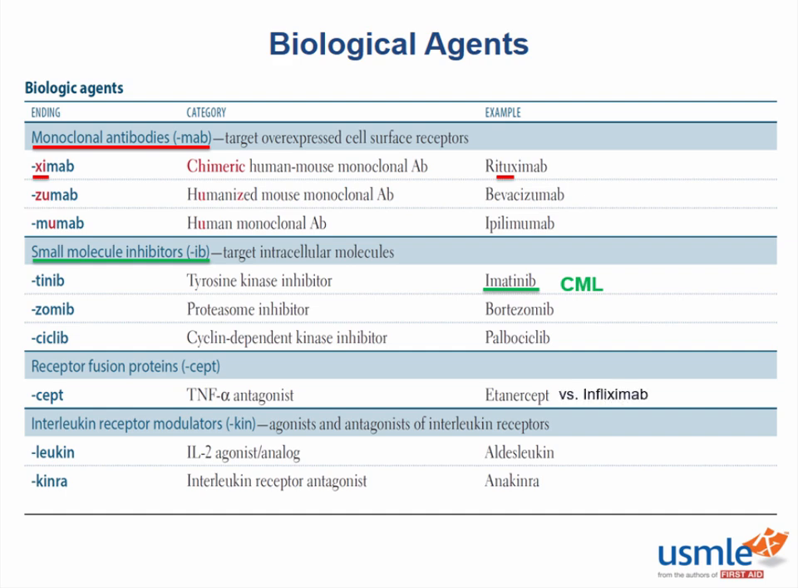What's the difference between etanercept and infliximab? They are both TNF-alpha inhibitors, but etanercept works as a decoy receptor for TNF-alpha, aka it is a receptor fusion protein. Infliximab, as you notice from its suffix, is a monoclonal antibody that binds TNF-alpha. And the last category listed are the interleukin receptor modulators that conveniently have kin in their name.